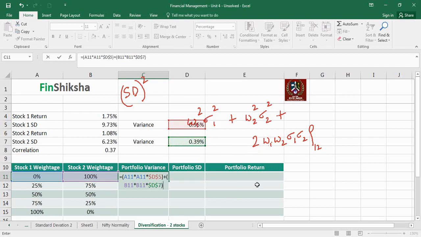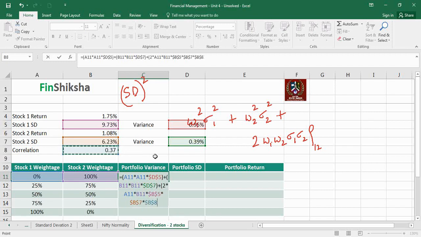And now we look at the third one, that is in a bracket 2 multiplied by weight of 1 multiplied by weight of 2 multiplied by sigma of 1, freeze this, multiply by sigma of 2, freeze this. Sorry, sigma of 2 is actually given here, B7, freeze this, and multiply with the correlation coefficient and freeze this, right? Why have I frozen only the standard deviations and variances and correlation?